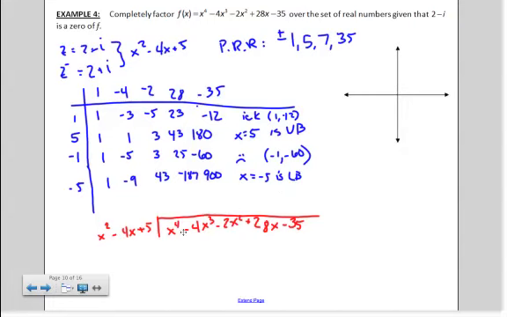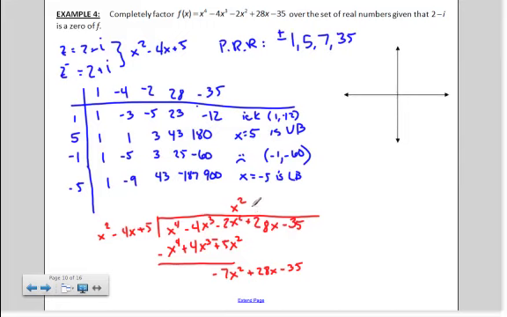We're going to multiply by x squared, and that gives us x to the fourth minus 4x cubed plus 5x squared. Draw a line, change all the signs, and add. So now we get negative 7x squared. Bring down the next term, plus 28x minus 35.